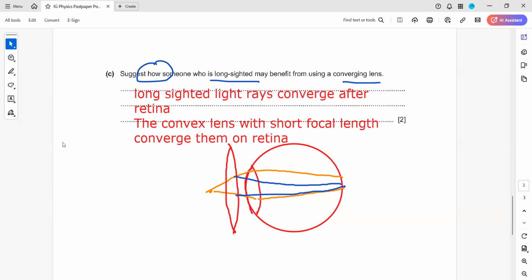Converging or convex? It's the same thing. What's the other thing? A diverging lens.